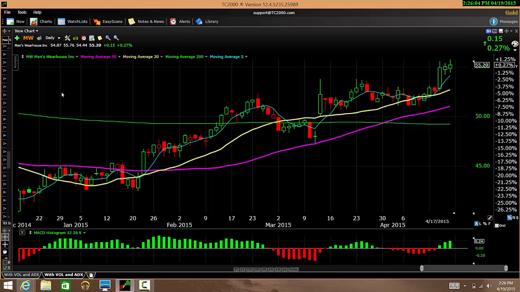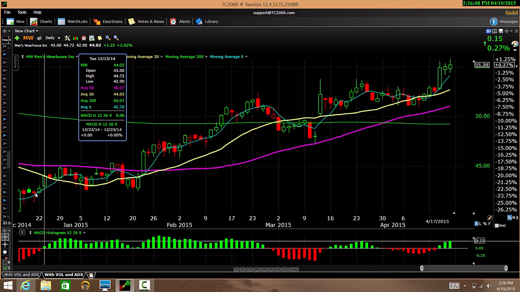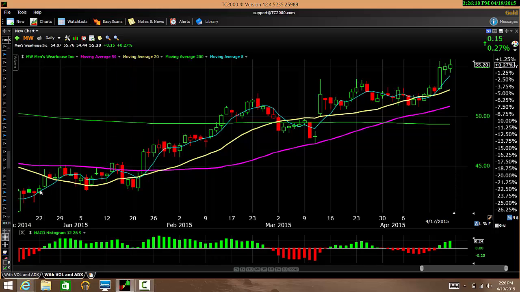Okay, and here is a daily chart of MW Men's Warehouse. You get a buy signal here on the MACD histogram, but I wouldn't take the trade here because the 5 days below these two lines. But I put the stock on a watch list and wait for the 5 day to break above these two lines, which it does around here at this level.